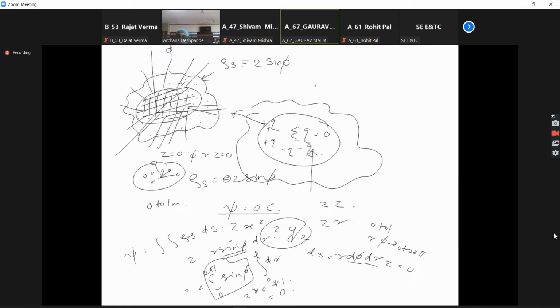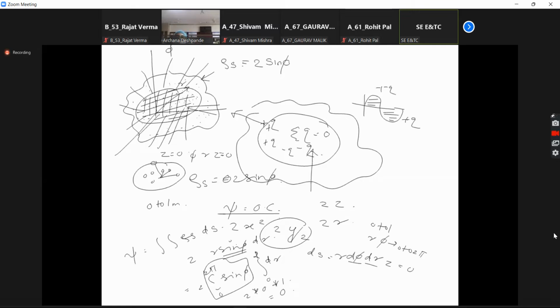Is it clear, miss? Yes, miss. See, simply what is happening there, whatever disk is there now, the charge distribution is a function of angle. So it is a sine function. From 0 to 180 degrees the sine function is positive, and for the next half cycle it is negative. It means that for half of the disk there is positive charge, and for the other half there is negative charge. Because of that, the net charge becomes 0. That is the meaning of this equation, rho s equals 2 times sine phi. Sine phi means the nature of the charge is changing as per the angle.